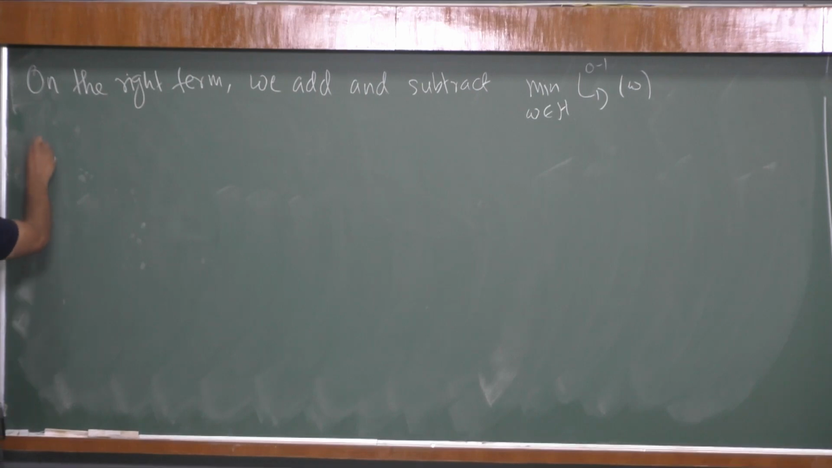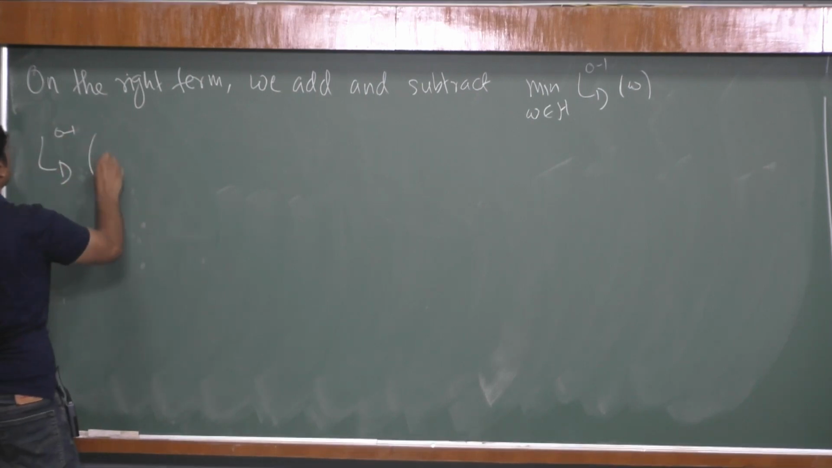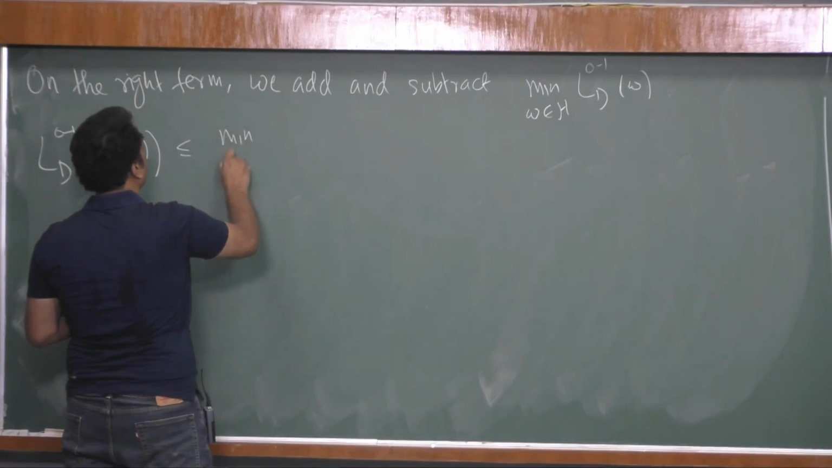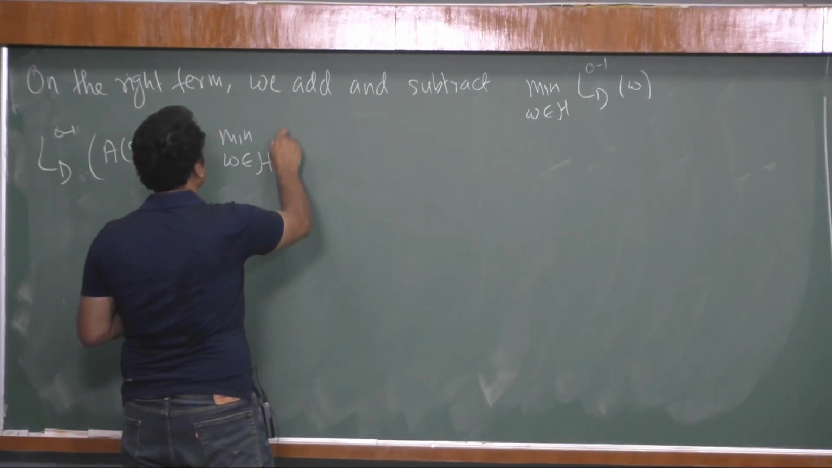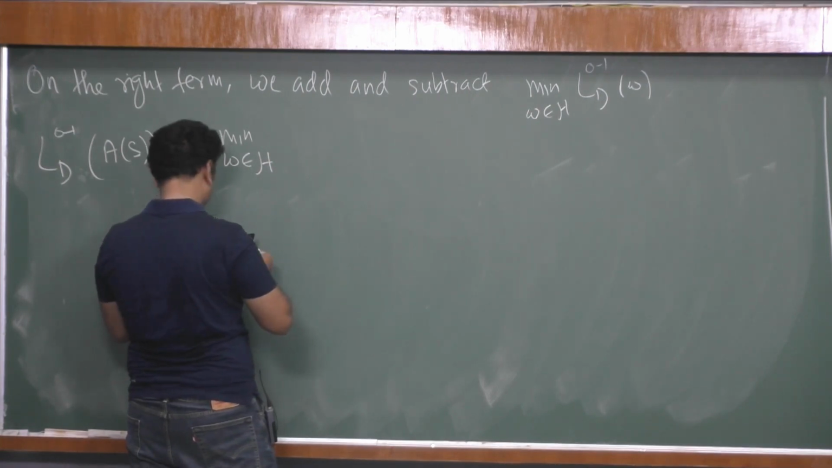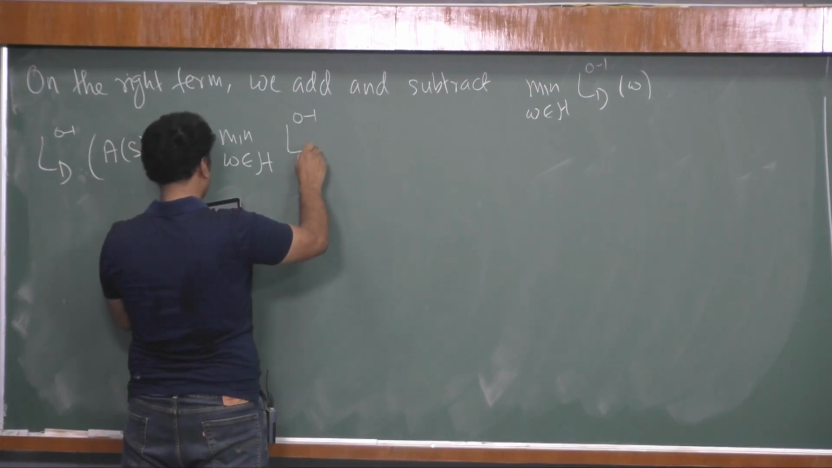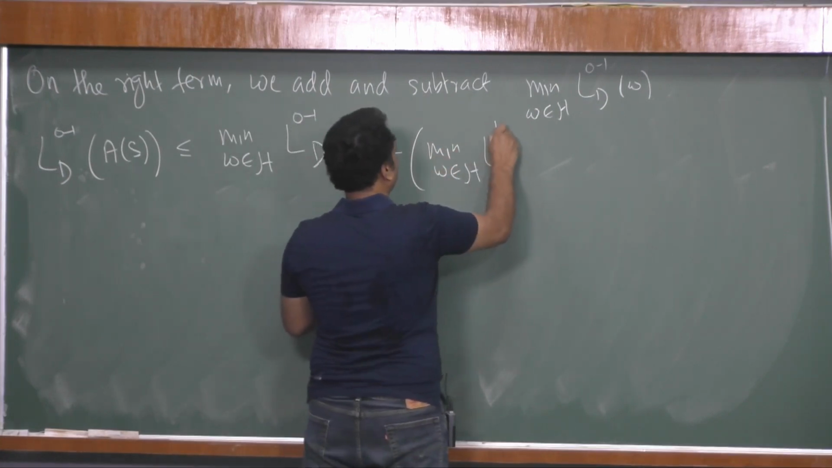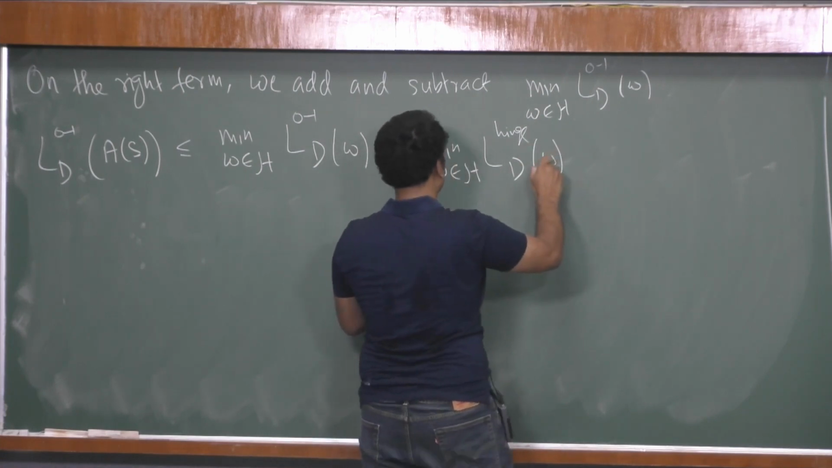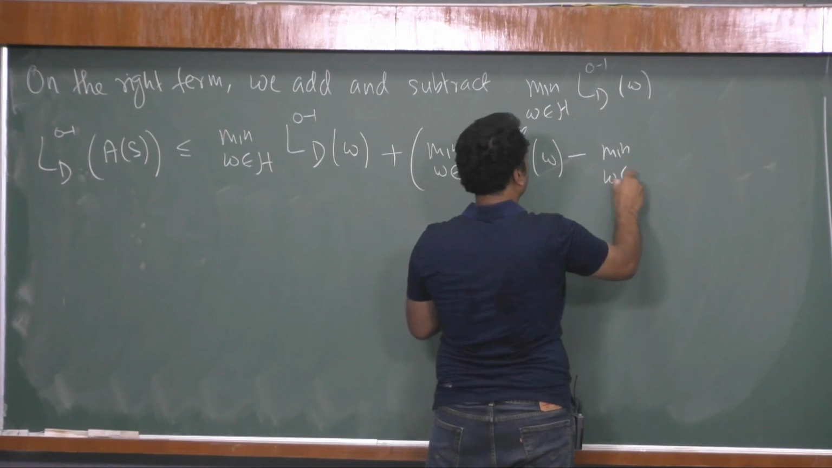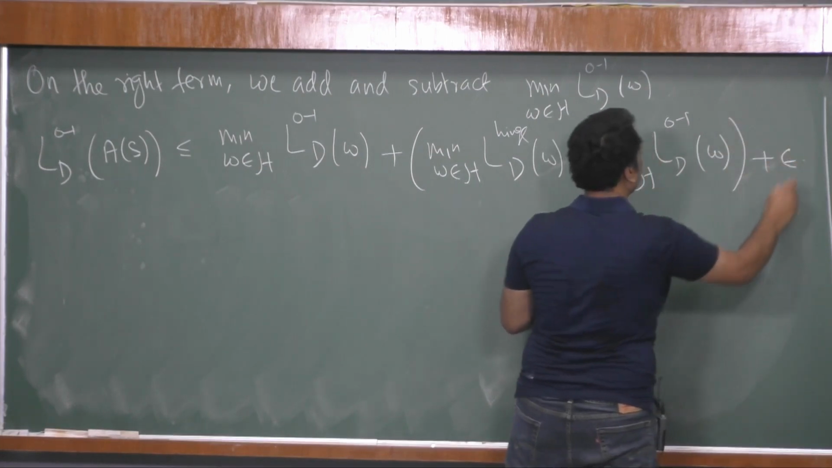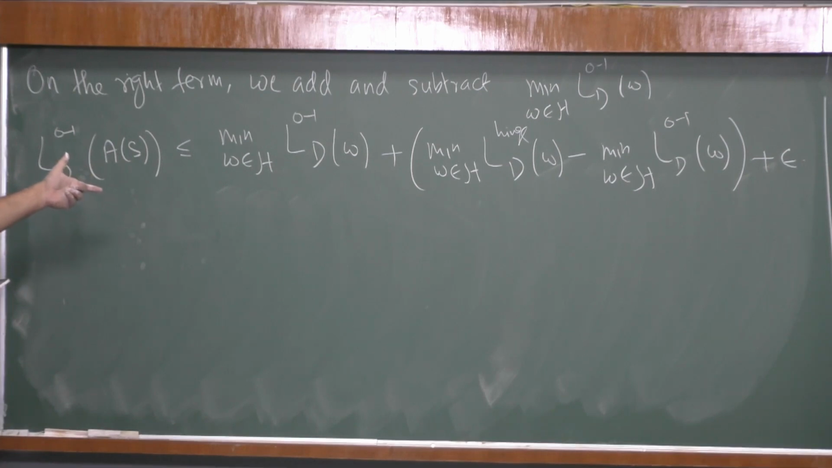So the left hand side remains the same. This is L D 0-1 and AS, and this is less than or equal to the minimum over W in H of L D 0-1 W, plus the minimum over W in H of L hinge D W, and then minus the minimum over W in H of L 0-1 D W. Okay, so as you can see, I have added and subtracted the minimum L 0-1 D W, so they cancel out and give me the same thing.